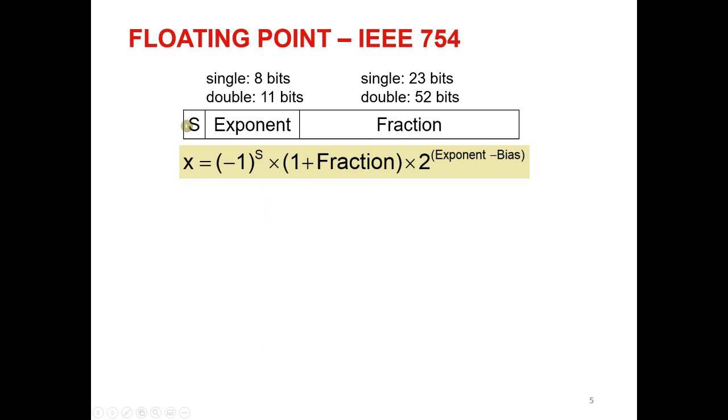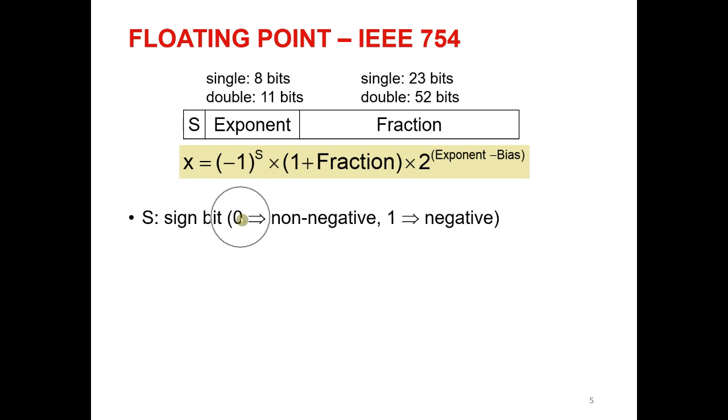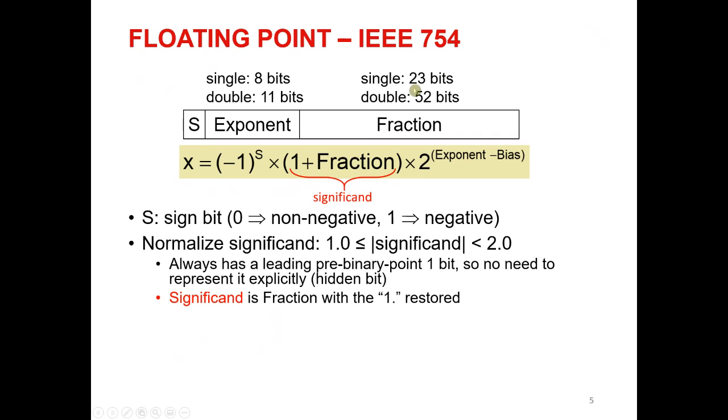For instance, here we have the S, which is the sign. The bit placed in this position, the leftmost position, is the sign. A 0 here means it's a non-negative value, and a 1 here means that it's a negative value. Okay, the next part is what we call the fraction.